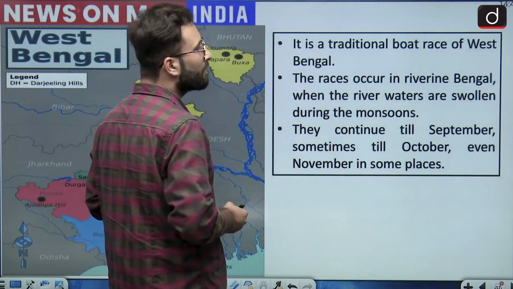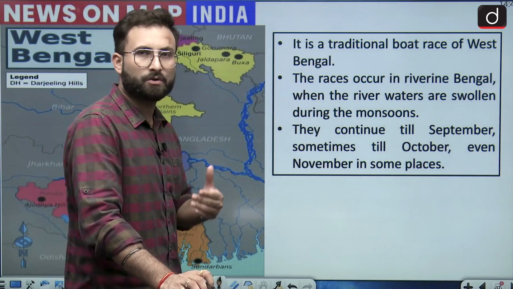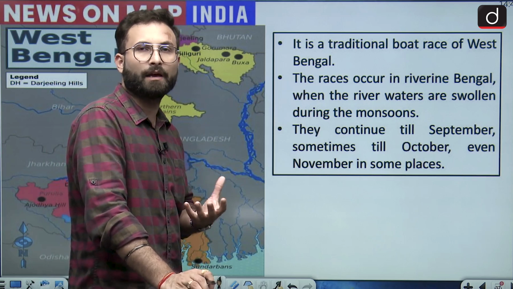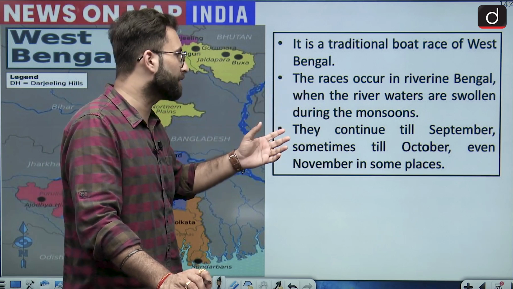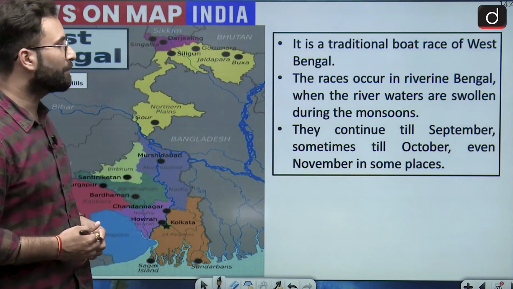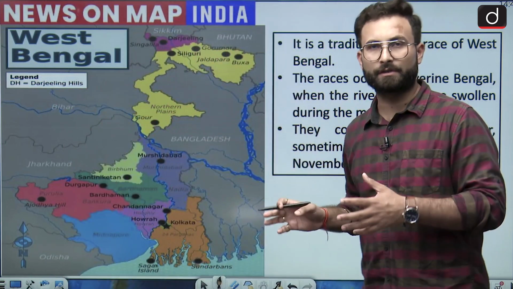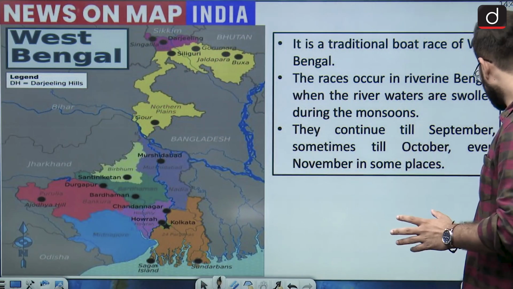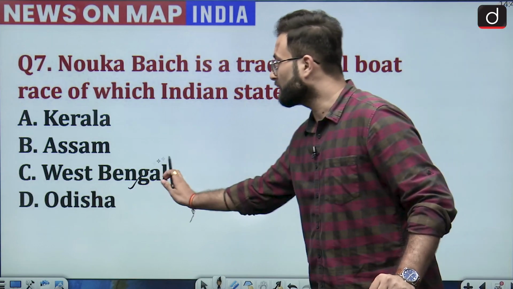The race occurs in the riverine Bengal when the river waters are swollen during the monsoons, because obviously during the time of monsoon we will have more water in these rivers, and at that point of time this particular boating activity was done. They continue till September, sometimes October, even November, depending on the amount of water present there. Okay, so that is about your Nouka Baich. Option C is your right answer, that is West Bengal.